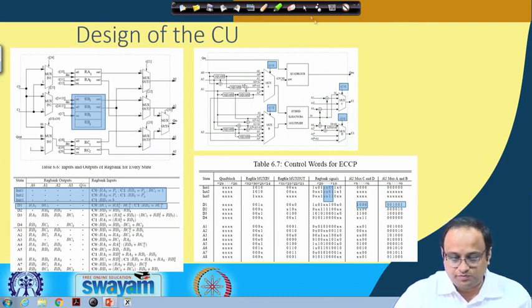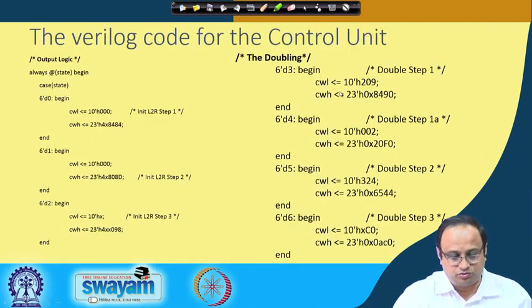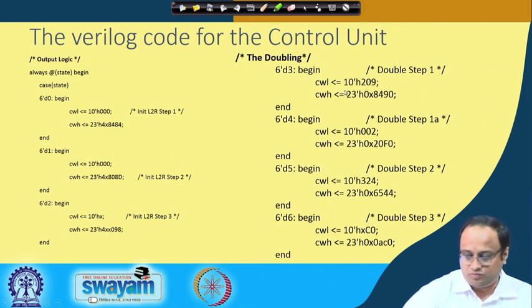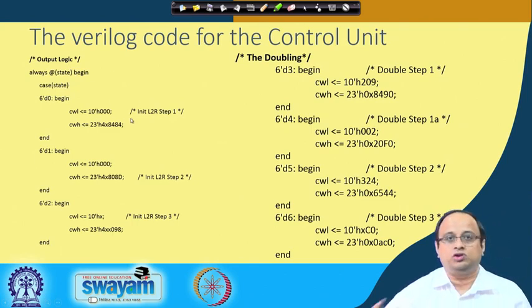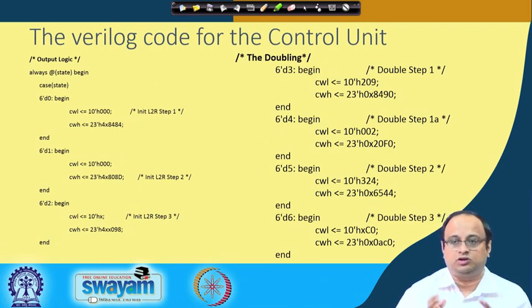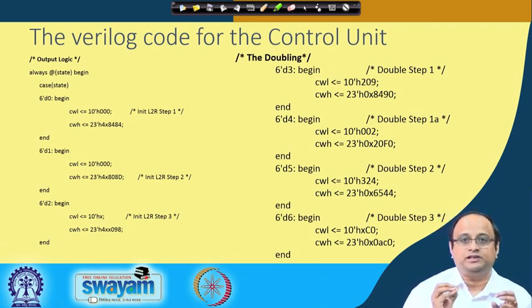So, with this background, we can now have a look at the Verilog code without going into too much detail. This is a depiction of how the controller works. You can see that this is the output logic, because the controller essentially generates an output, which is nothing but the control signal. Now, that depends upon two things.